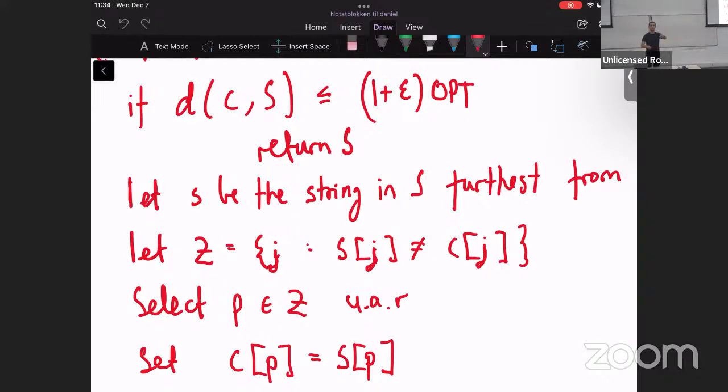Good question for the tutorial: modify this algorithm to an algorithm that works without knowing opt, without also having to run over all versions of opt.